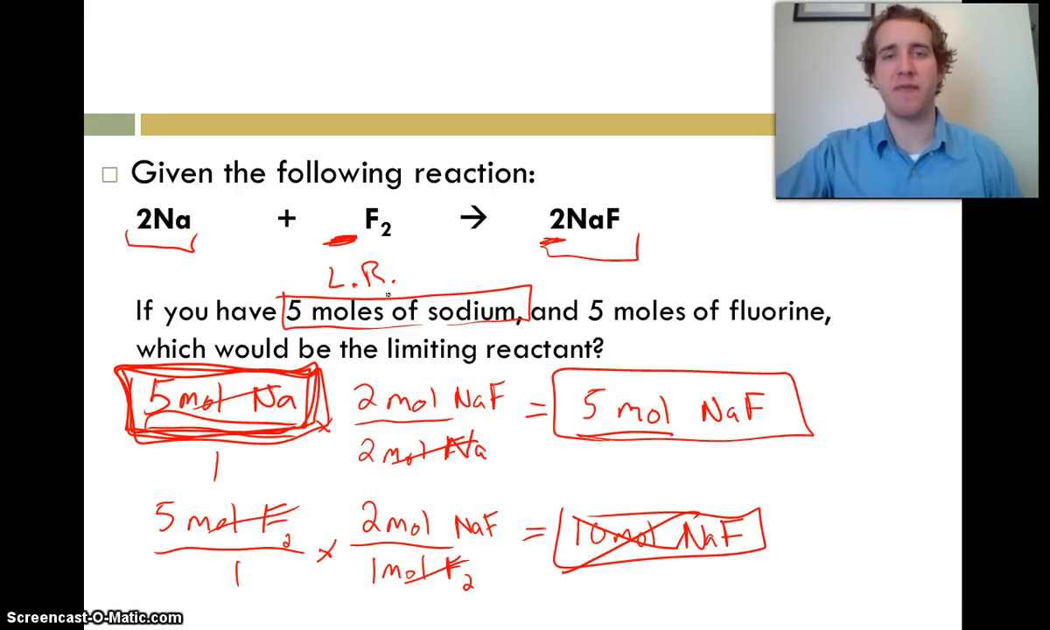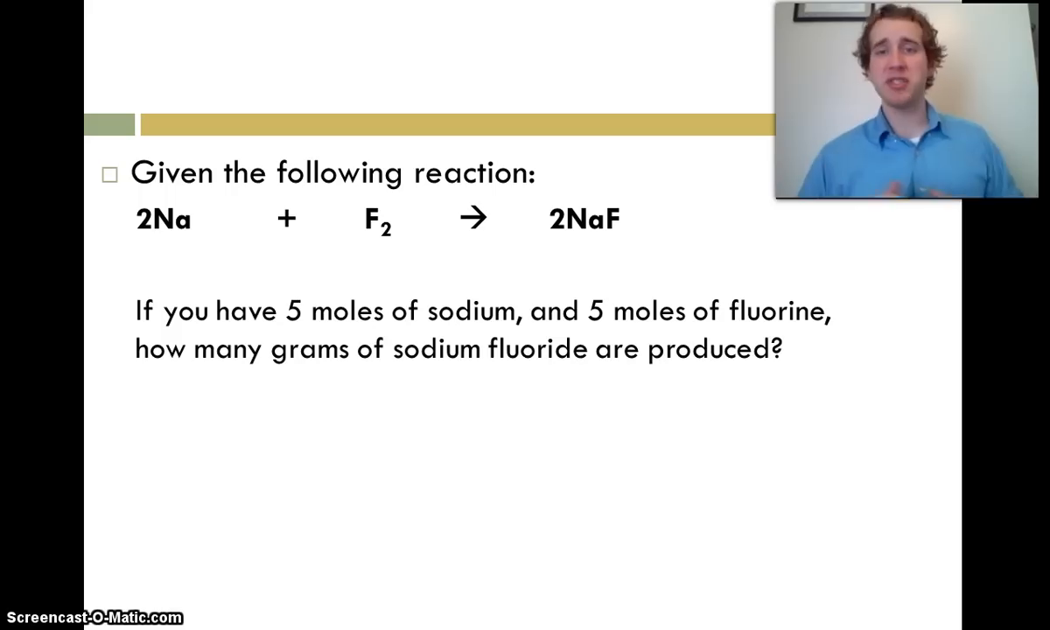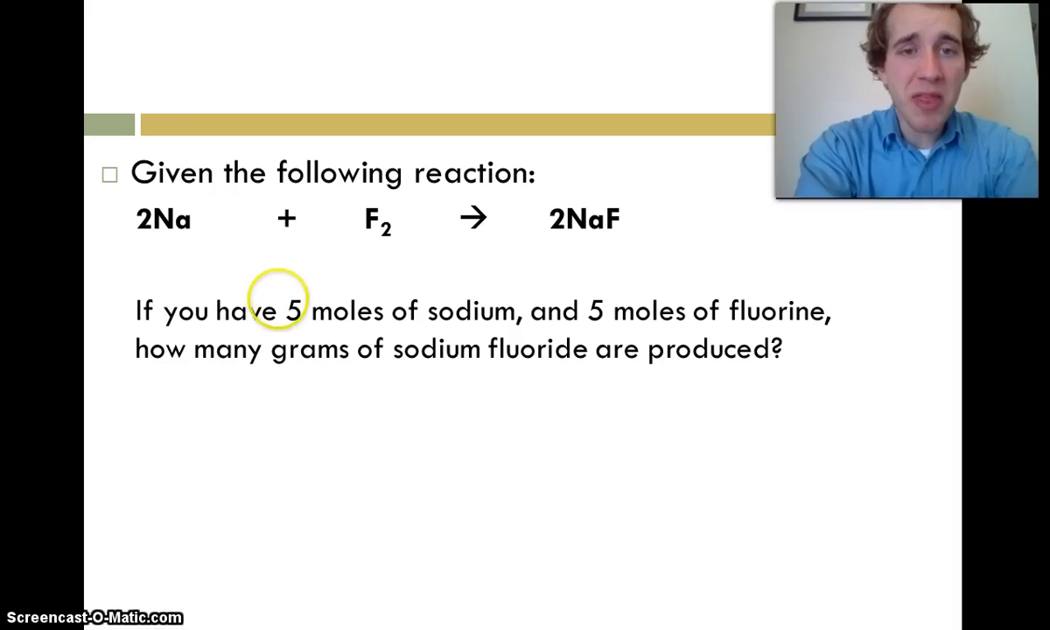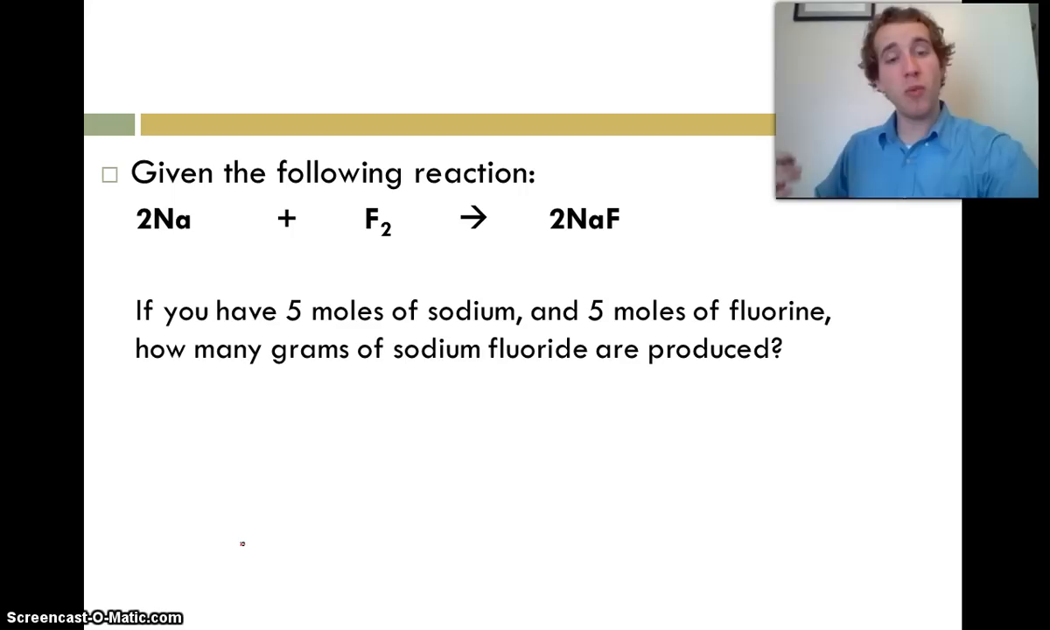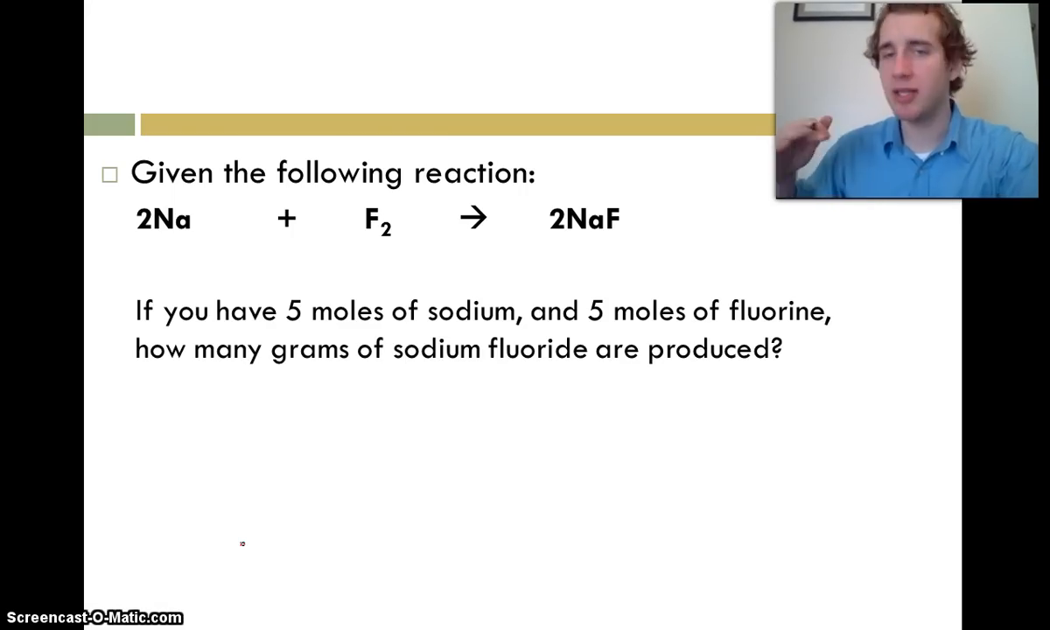So let's take it a step further. If we have 5 moles of sodium and 5 moles of fluorine, how many grams of sodium fluoride are we going to be able to get? Well, just a moment ago, you told me that the 5 moles of sodium are actually your limiting reactant. They're going to run out. And once they run out, the reaction's done. It stops. Kaput, nothing.